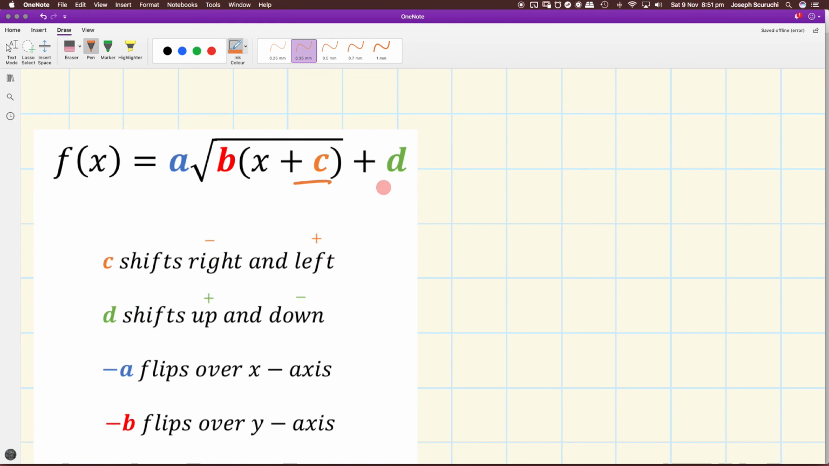For my d, it's far simpler. For d, up is positive, down is negative. All makes sense in the world. Just make sure you don't get stuck with the left and right for the c value. If my a is negative, it's going to flip it over the x-axis. And if my b, inside the square root, is negative, it's going to flip it over my y-axis.